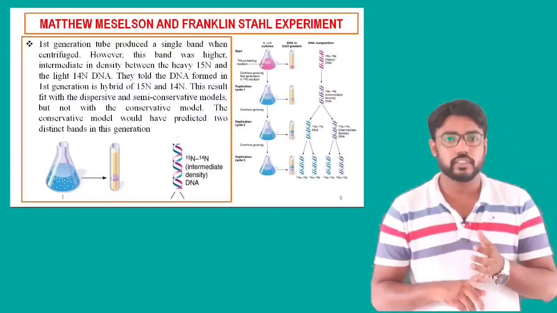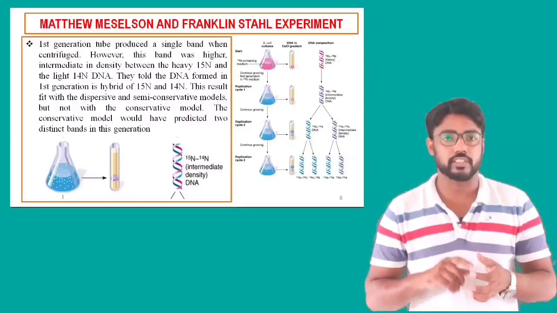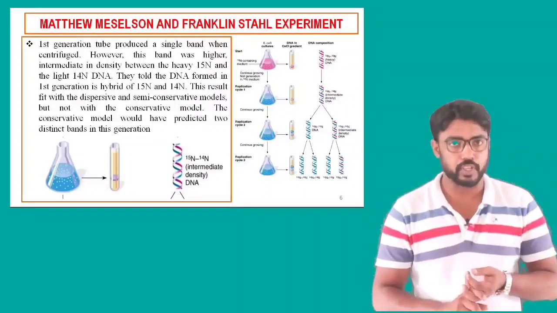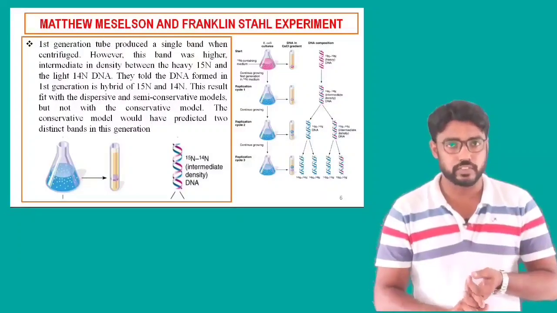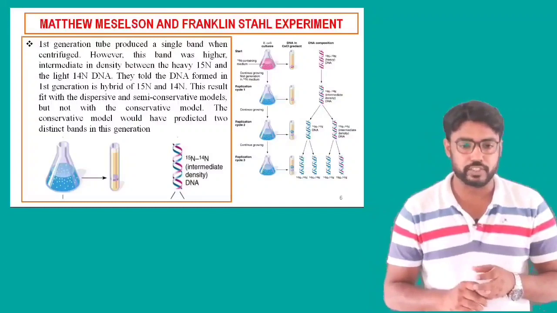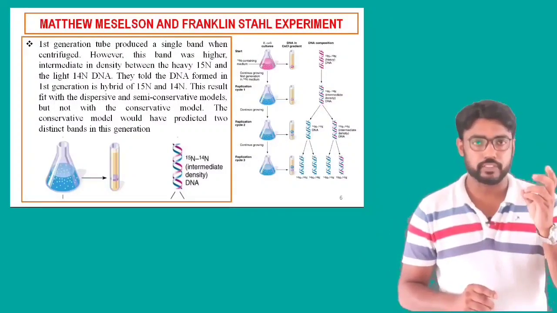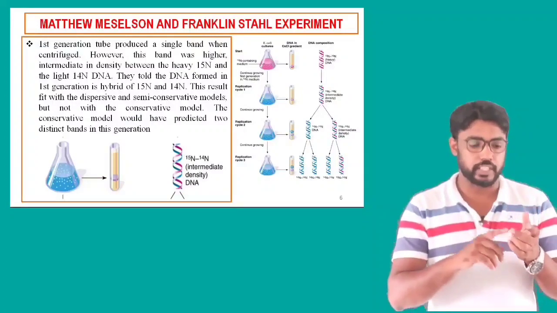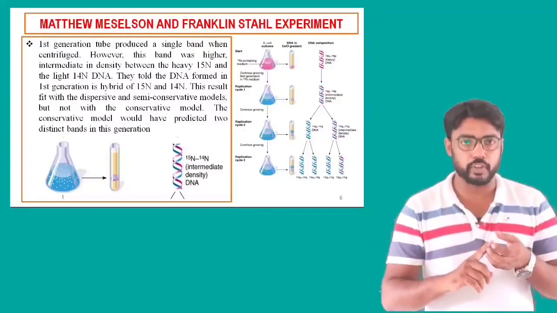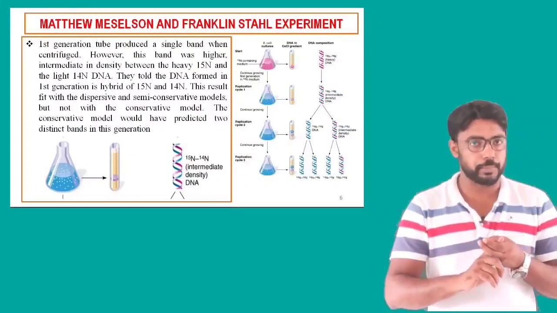It may be semi-conservative or dispersive, but it is not a conservative model. How did they tell that it is not a conservative model? Because if it is conservative, the parental strand will be with N15 and the daughter strand will be with N14, because in the conservative model of replication, the parental strand and daughter strand stay separated.